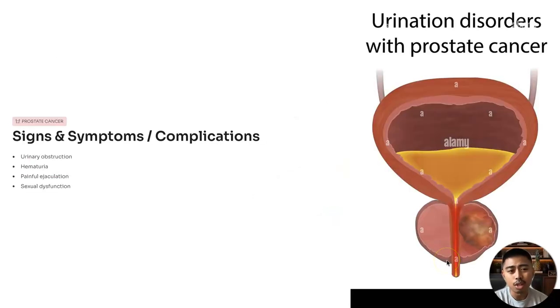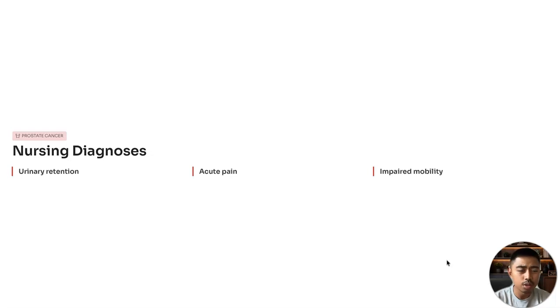Now, some of the signs and symptoms you'll see are similar to having a urethral stricture, such as a urinary obstruction. You could also have swelling and pain and inflammation. You can have hematuria depending on how much damage the cancer is causing. You might see painful ejaculation and, of course, sexual dysfunction. Since this can cause a urinary obstruction, one of the nursing diagnoses is going to be urinary retention, of course. You can see acute pain and impaired mobility. So you need to center your interventions around these related diagnoses.